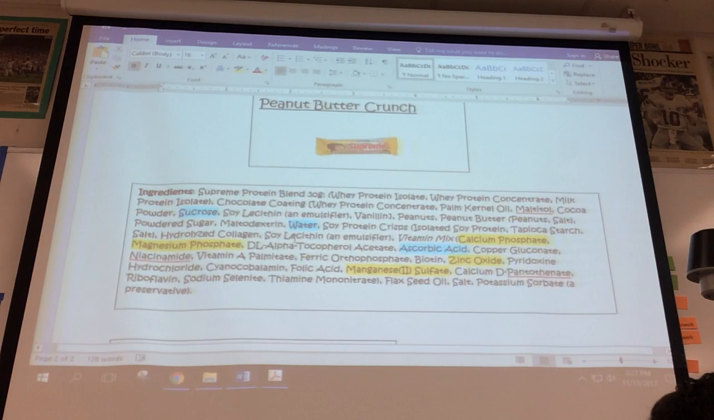But when I looked at the ingredient label, there are so many covalent and ionic compounds in this particular protein bar. Sucrose, water, ascorbic acid. You may not be sure of sucrose and ascorbic acid, but you know that water is ionic or covalent? Covalent for sure. Calcium phosphate, magnesium phosphate, zinc oxide, and manganese 2 sulfate would all be ionic. Ionic is where you have your metal and non-metal, or your metal and polyatomic.